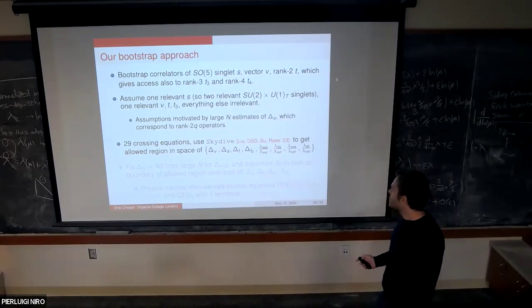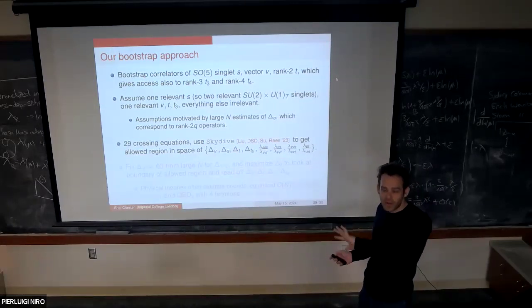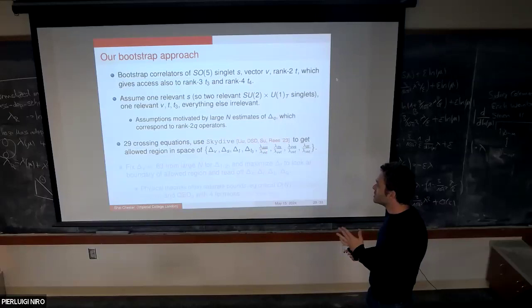And then using this up-to-date bootstrap code, we are able to show a big allowed region in the space of these parameters. So that's what the bootstrap does. It says certain values of these parameters are not allowed, certain values of these parameters are allowed, and you get some 8-dimensional region of allowed space.